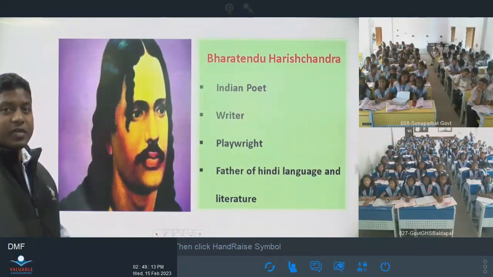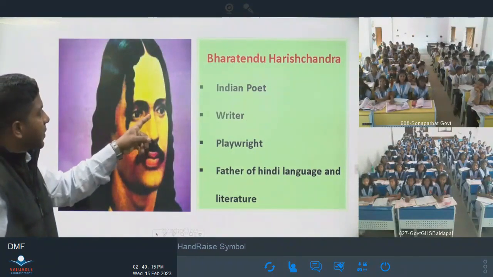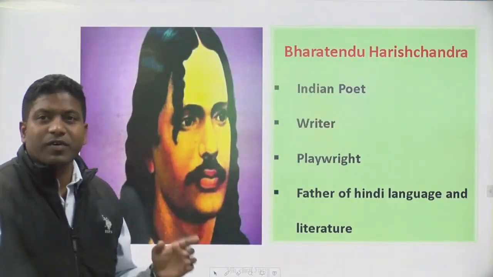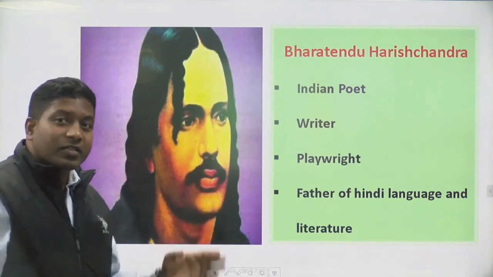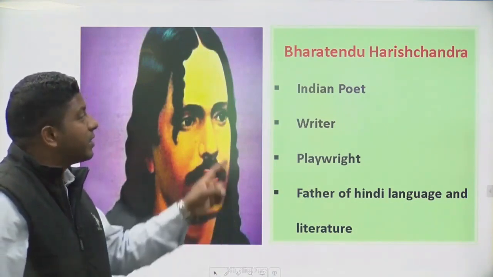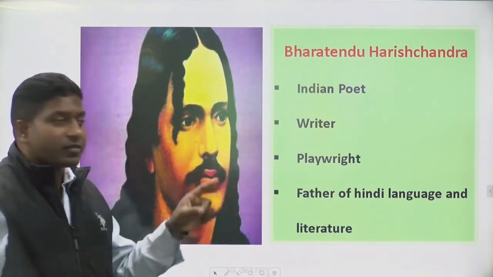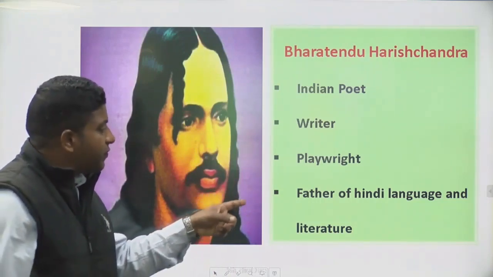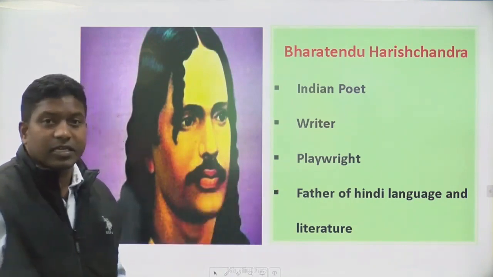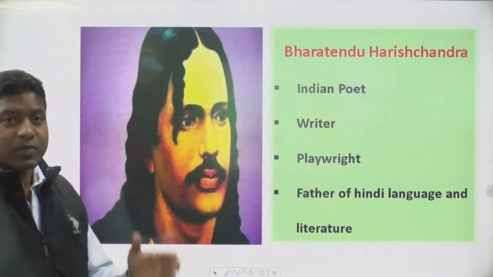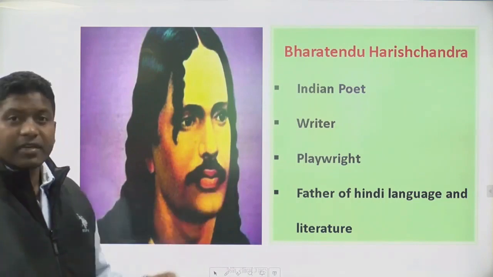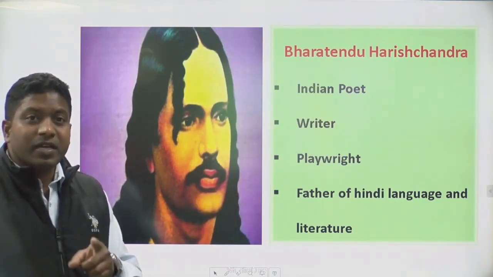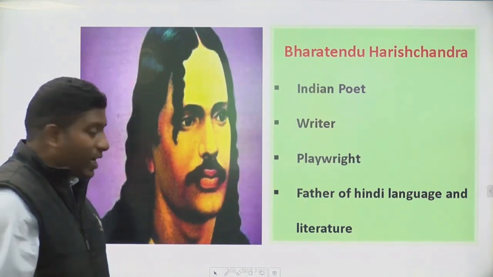The third picture, you can see the picture of Bharatendu Harishchandra. What was Bharatendu Harishchandra? Bharatendu Harishchandra is also one of the Indian poets, writers, playwrights, and also known as father of Hindi language and literature because he has a lot of contribution towards Hindi language and literature. That is what? The national language of India. Alright?